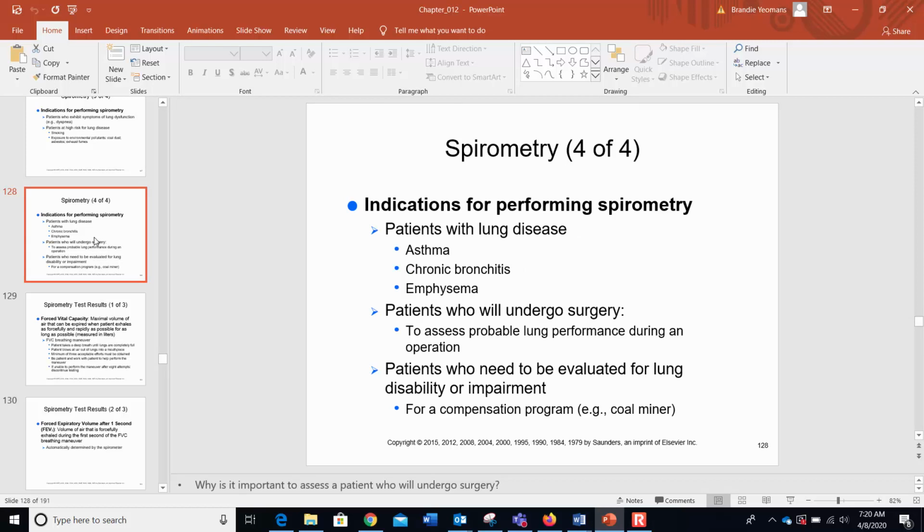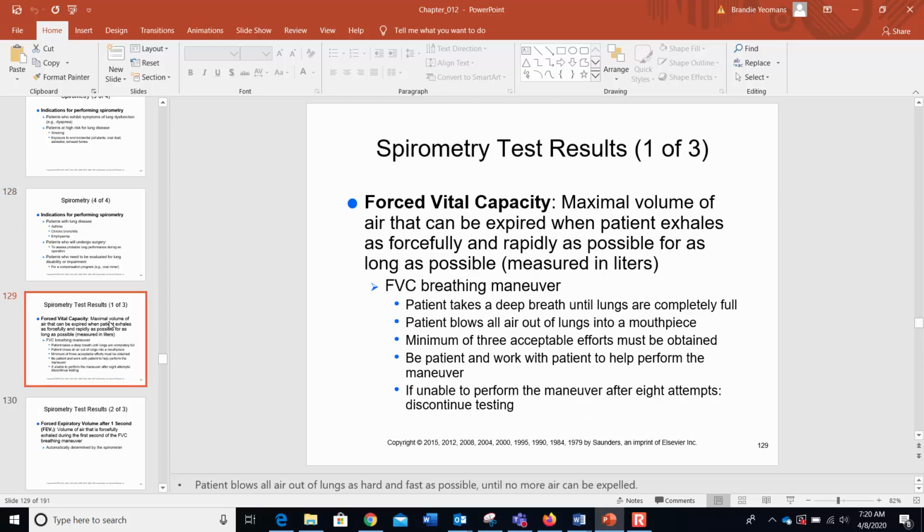Alright, some of those lung disease problems could be asthma, chronic bronchitis, and emphysema. Sometimes those patients end up needing to have surgery, so after they recover from surgery we need to do another spirometry test, and they really don't like us for having to do it at that time, because they're typically very, very sore, and the spirometry is not a very fun test, especially when you're sick.